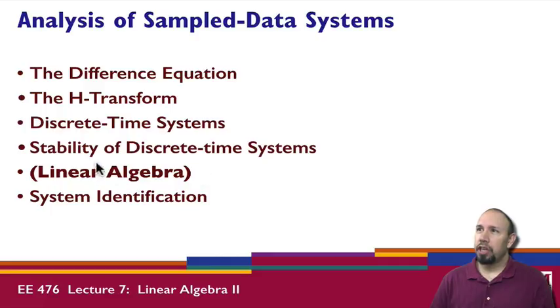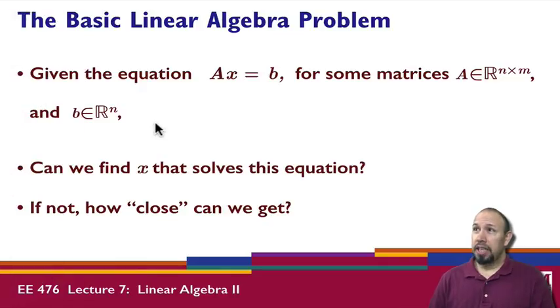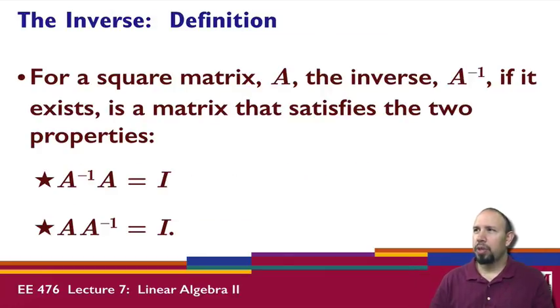So here we're talking about linear algebra within this unit. The basic linear algebra equation says this: given the equation ax is equal to b for some matrices a and b, can we find an x that solves this equation? And if not, how close can we get? How close? This is a little bit different when we talk about close. That's why we have it in parentheses.